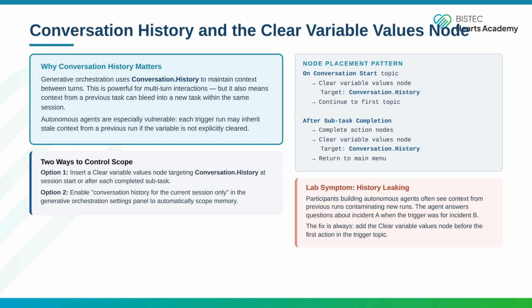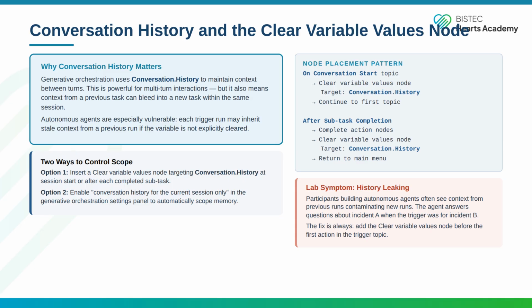Generative orchestration maintains context between turns using a system variable called conversation.History. In a conversational agent, this is the feature that makes multi-turn interactions coherent. The model can reference what was said 2 exchanges ago when formulating a response. In an autonomous agent, this same mechanism becomes a governance risk.